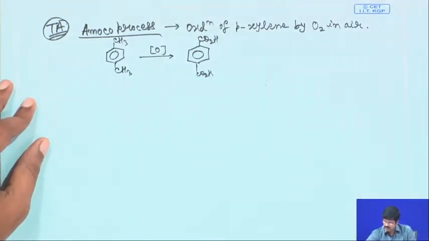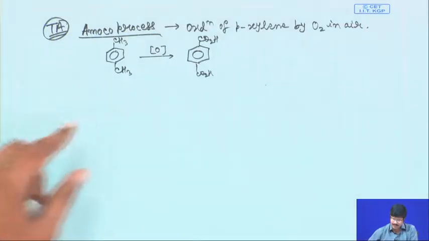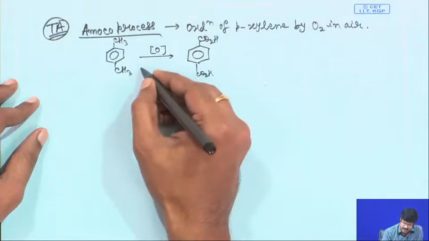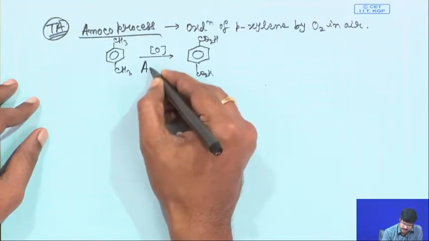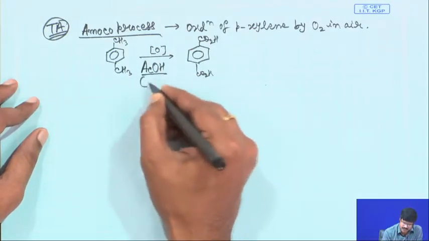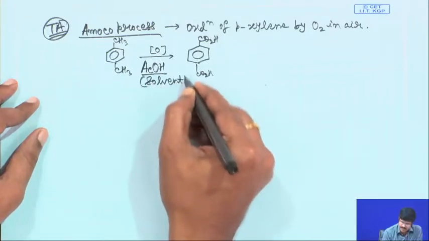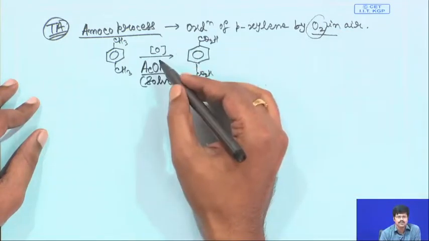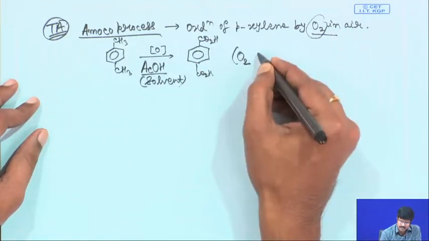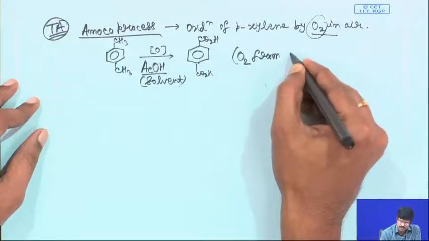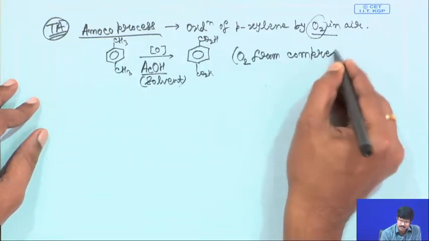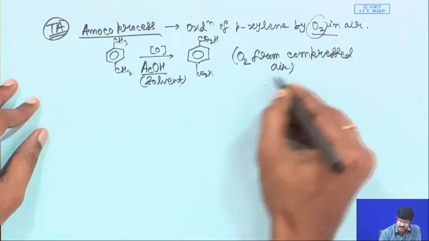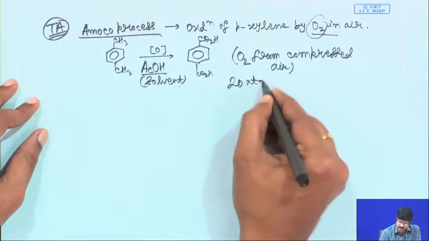Now, this particular reaction that I have shown here is carried out in acetic acid. Acetic acid is the solvent here, and of course, you are using oxygen for the oxidation. This oxygen from compressed air is used as oxidant. That means the reaction is done under high pressure. So, the reaction is done actually at 20 atmosphere pressure.